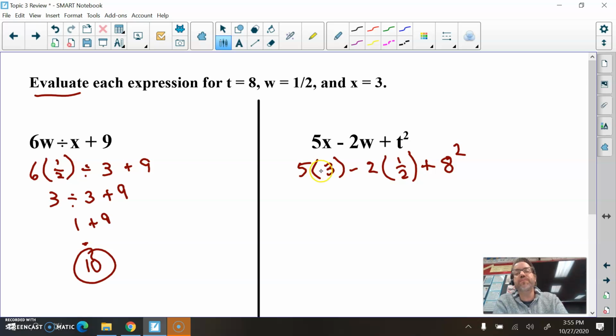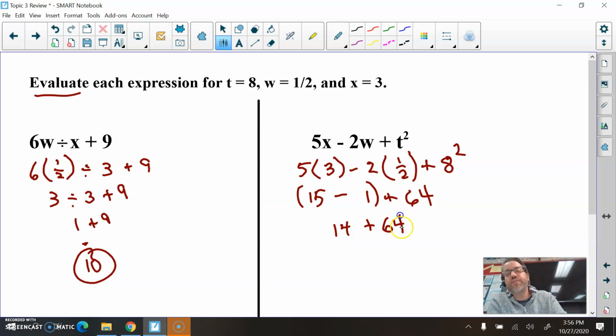So in this first term, 5 times 3 is 15. Minus, in the second term, 2 times 1/2 is just 1/2 of 2 is 1. Plus, and then in my third term, I have 8 squared, which is 8 times 8, which is 64. Then I can add and subtract from left to right in the order they appear. 15 minus 1 is 14. And 14 plus 64 is 78.